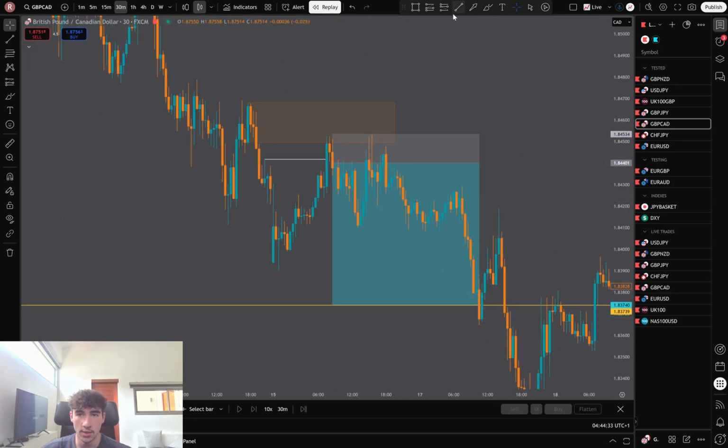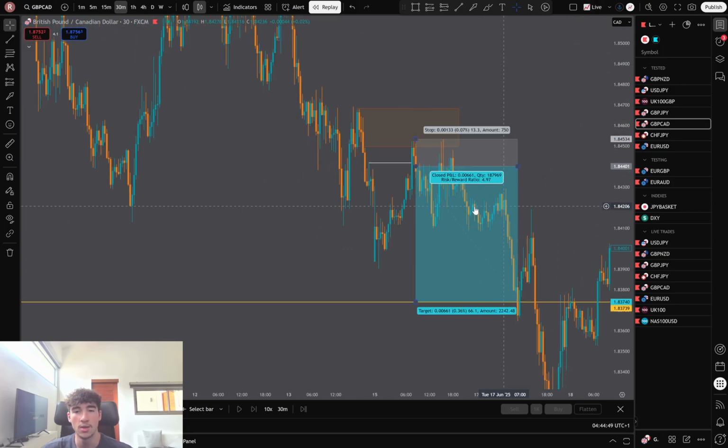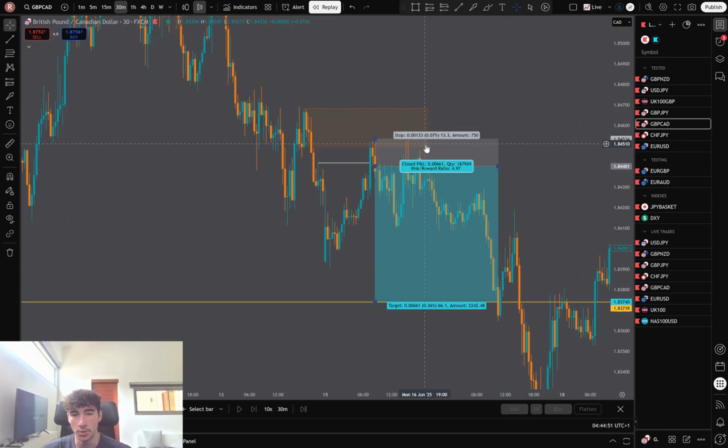This one, unfortunately, unscheduled news did actually mess up. So right here, there was unscheduled Trump news. We were playing out nicely, and it brought it back just to retest the zone and stop us out by spreads, and essentially went straight to TP right after that. So this would have just been a standard win if that didn't happen. So unfortunately, I ended up getting stopped out by spreads here.